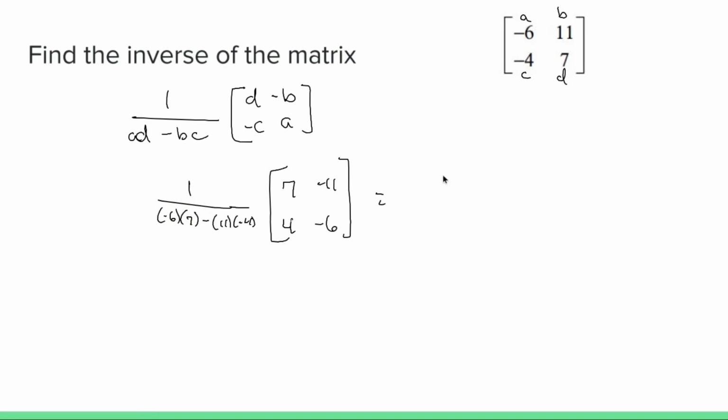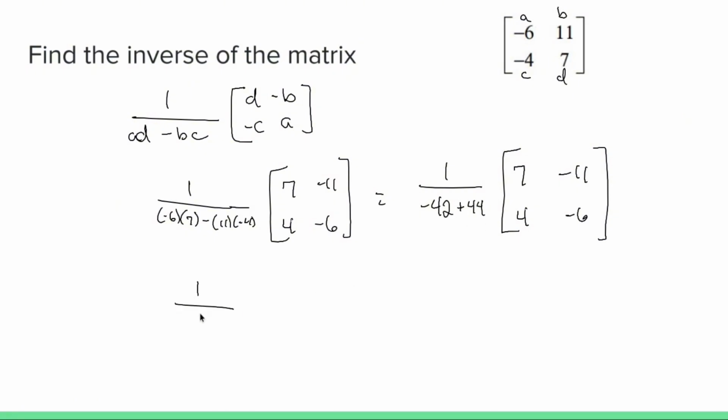Negative 6 times 7 is negative 42. Minus 11 times negative 4 is going to be plus 44. And that's still going to be multiplied to 7, negative 11, 4, negative 6. Negative 42 plus 44 is 1 over 2. So we're going to do scalar multiplication and multiply a half to all of these. So we're going to get a fraction here and there.